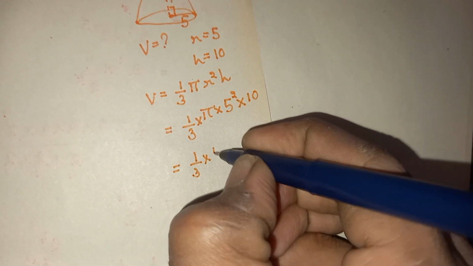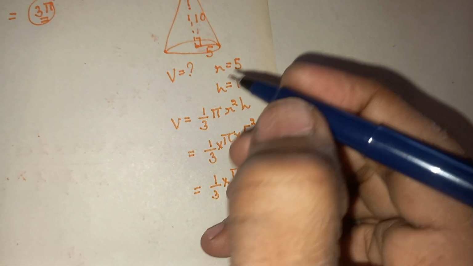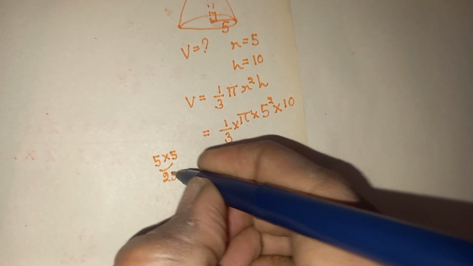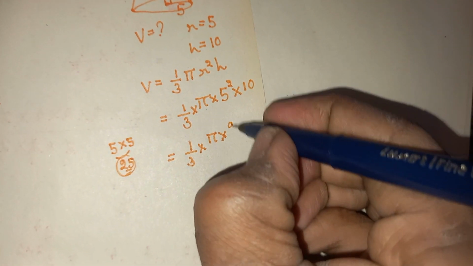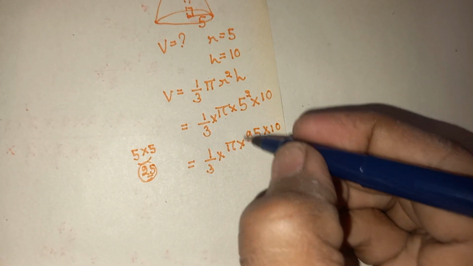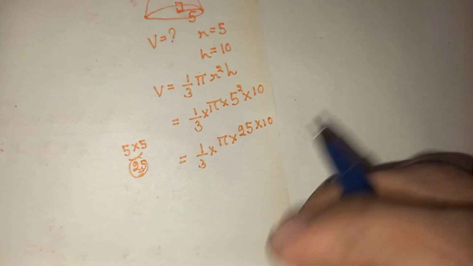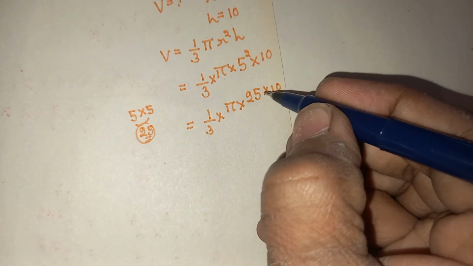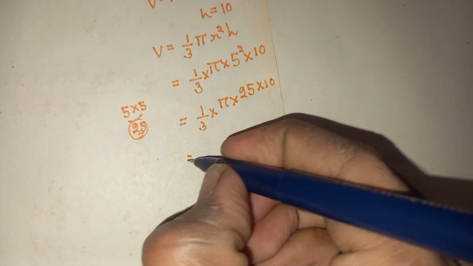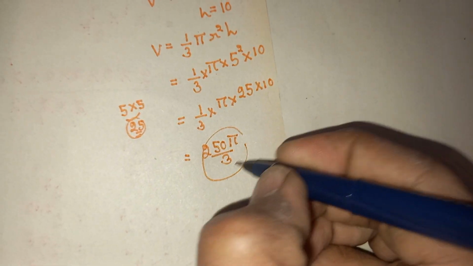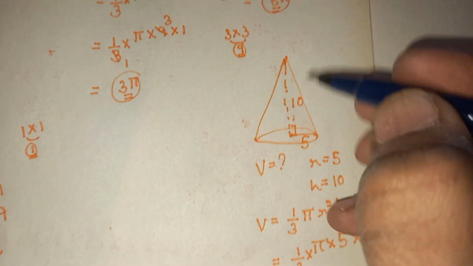Now you can do it out. 1 by 3 times pi times 5 square, which is 5 times 5, becomes 25. So this is 25 times 10. Now you cannot divide 25 by 3 or 10 by 3, so you can multiply. 25 times 10 is 250. 250 times pi is 250 pi by 3 cubic units, which is the actual volume of this cone.